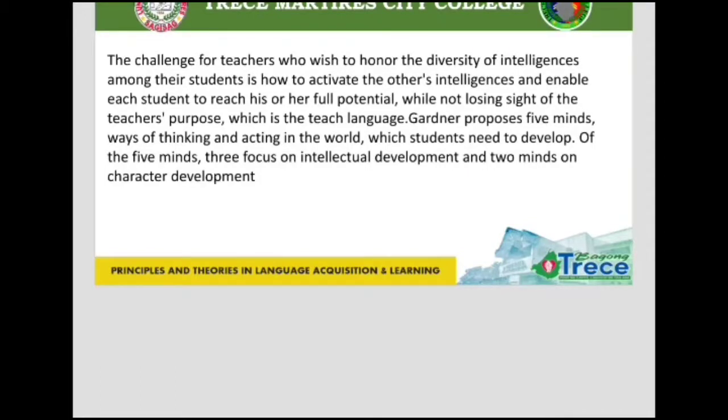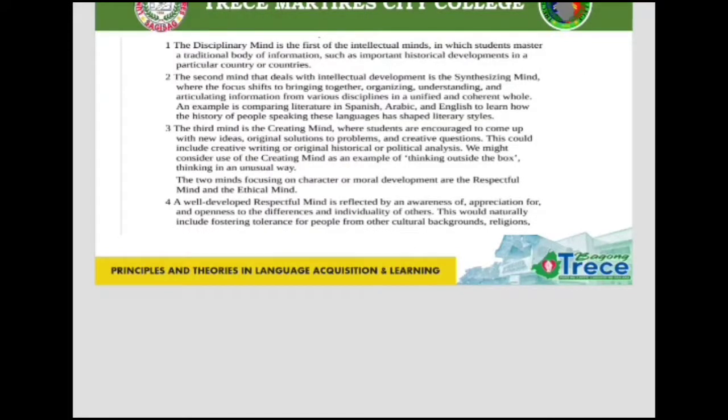Gardner proposes 5 minds, ways of thinking and acting in the world, which students need to develop. Of the 5 minds, 3 focus on intellectual developments and 2 minds on character's development. First one is the disciplinary mind, the first of the intellectual minds, in which students master a traditional body of information, such as important historical developments in a particular country. So, sinasabi dito na yung students ay namamaster niya na yung history ng isang country. Halimbawa, history ng Pilipinas. So, meron siyang kakayahan na i-master yung history kung ano nga ba yung mga pinagdaanan muna bago natin nakamit yung kalayaan, or kung ano nga ba yung mga nagawa ng mga heroes natin sa pagkamit natin ng kalayaan.